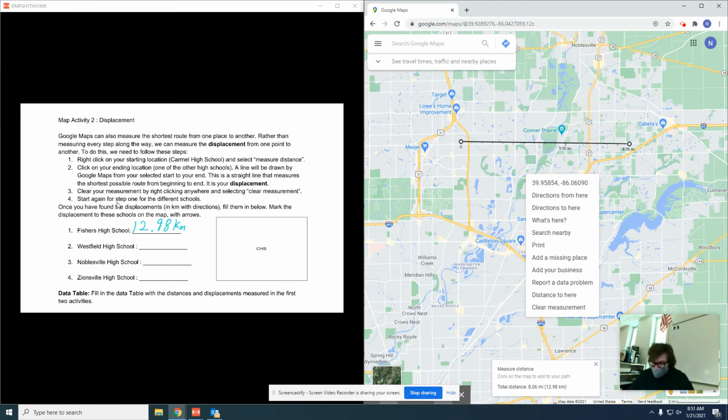So if Carmel High School is in the center, Fishers High School was all the way over here, which is to the right, or if we're using our cardinal directions, it looks like it's pretty much directly east of us. So I'm going to draw a line from Carmel High School to Fishers High School, and I'm going to label that as 12.98 kilometers.